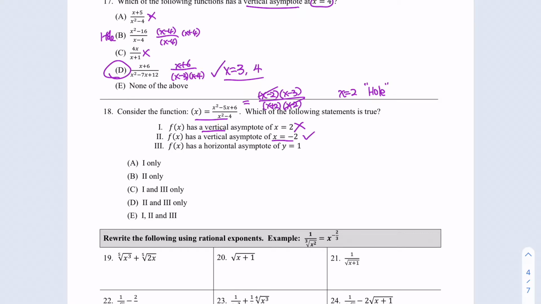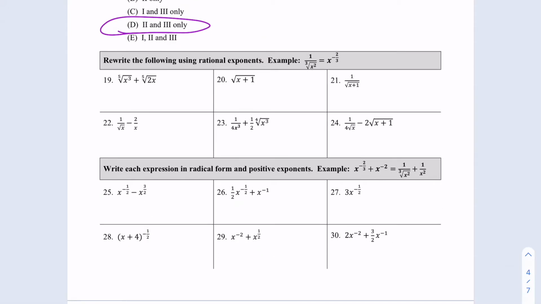The denominator equals 0. Has a horizontal asymptote when y equals 1? Horizontal asymptote, x goes to plus or minus infinity. Because they are the same degree, this equals 1. So number 2 and number 3 are right. D. Number 19 to number 24, simplify using rational exponents.